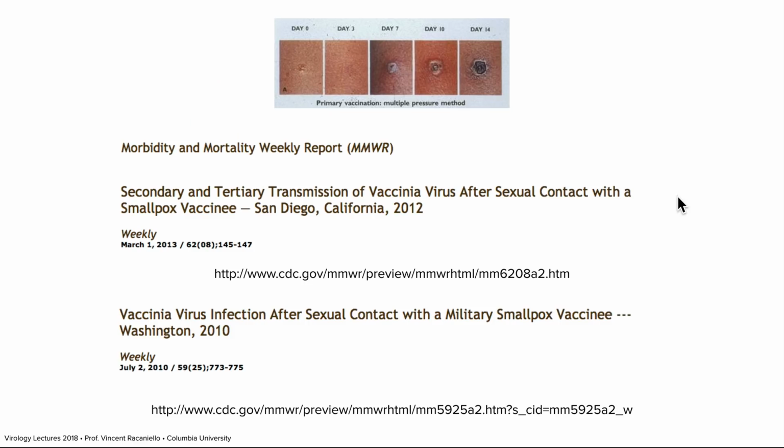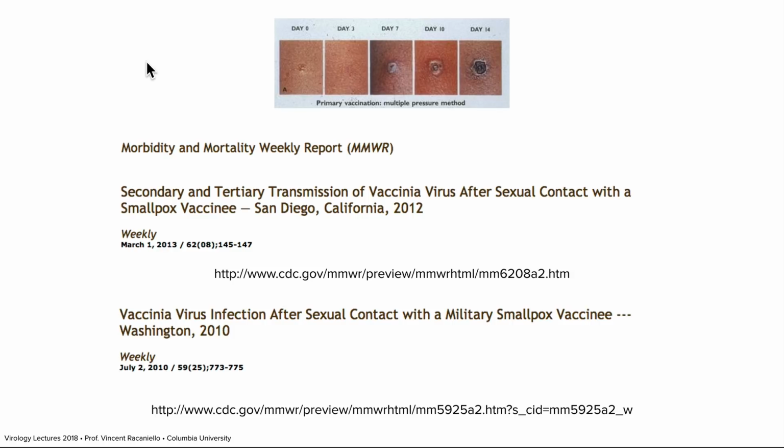As I said earlier, some virus infections lead to the formation of rashes on the skin, and that can transmit infection. And I wanted to show you these two cases. These were reported in Morbidity and Mortality Weekly Report, which is published by the Centers for Disease Control and Prevention. And it's free. You can go online and see all these. And these are transmission of vaccinia virus after sexual contact. Vaccinia virus is the vaccine that we use to prevent smallpox. And as I said earlier, smallpox was eradicated some time ago.